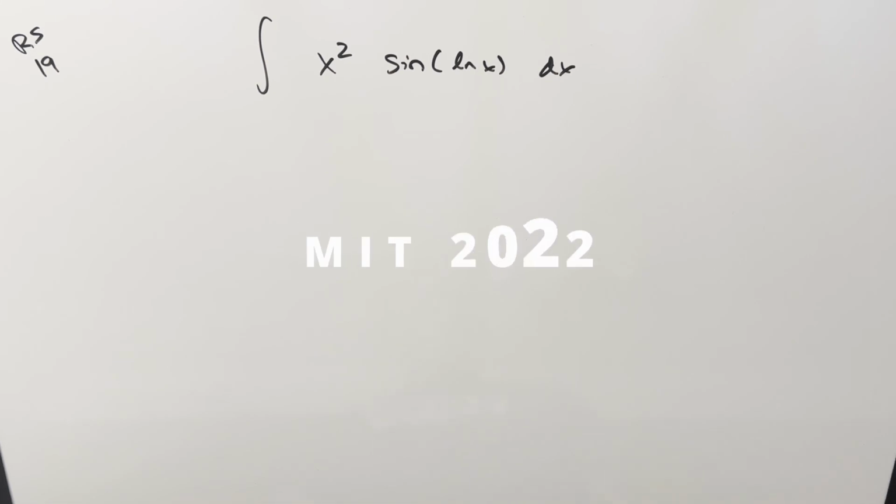Okay, we have here today a quick integral from the MIT Integration Bee 2022 regular season 19. We have the integral of x squared sine ln x dx. I know at least two different ways to do this. You could definitely go straight to integration by parts.